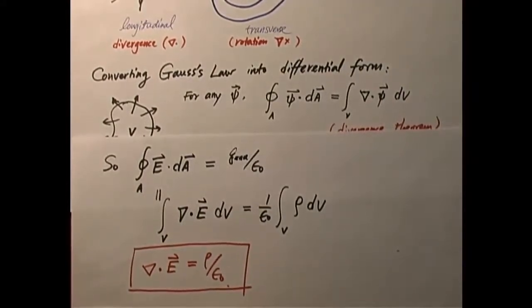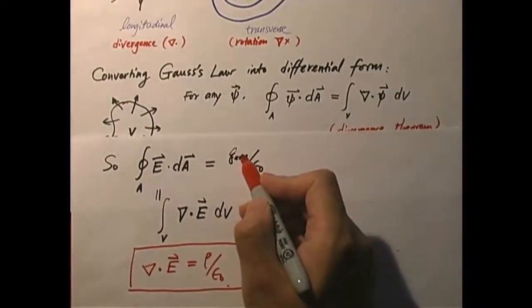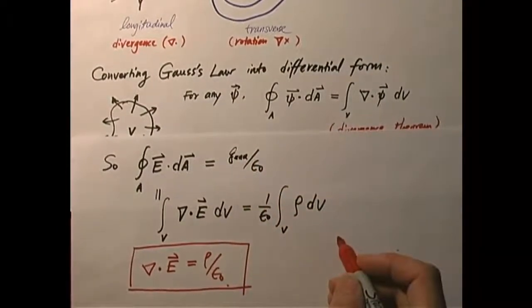Similarly, what about Gauss's law for magnetism? What is that equal to? Well, the other side of Gauss's law for magnetism was equal to 0. That is because there is no such thing as a magnetic monopole, so you don't have rho.